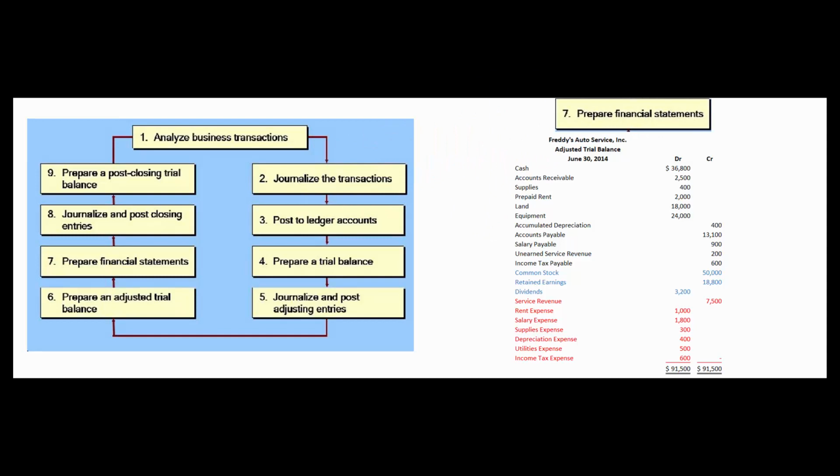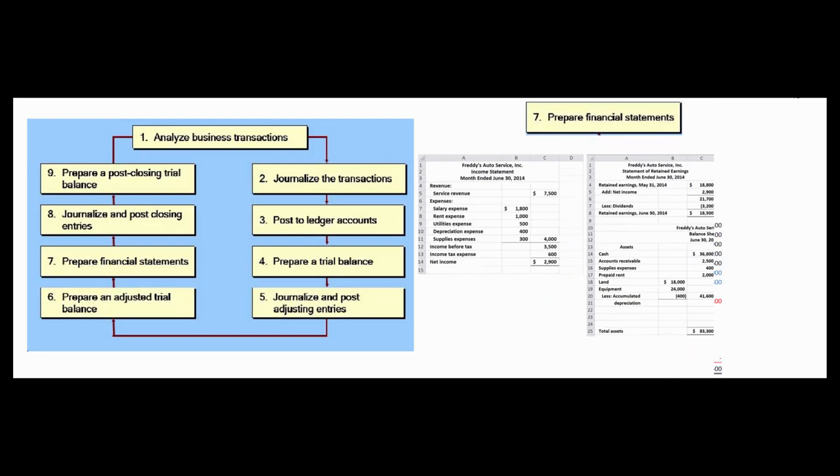Step 7 is to prepare the financial statements. That's the whole point of the accounting cycle. Here's that same adjusted trial balance, but I've color-coded it down here at the bottom. These are our income statement accounts. Here are the accounts we need to create our statement of retained earnings, and everything above that is the balance sheet accounts. So you can see our income statement is revenue minus expenses.